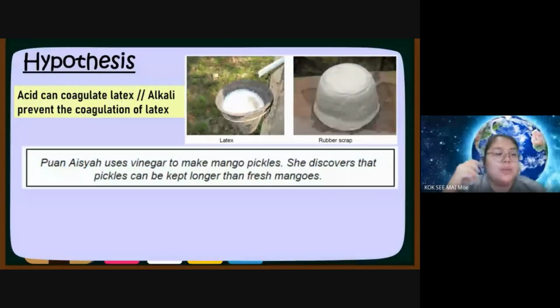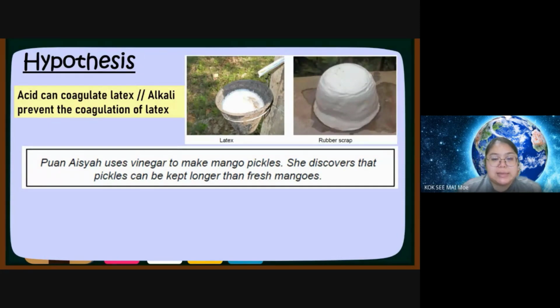Okay, so another example. You see this one. One Asia uses vinegar to make mango pickles. She discovered that the pickles can be kept for longer than the fresh mango. Okay, so from this one sentence, you need to create the hypothesis. You cannot say "when" already. What is it? When the mango pickles become how? Become got acid, then after that they stay longer. So from here we cannot say like this.